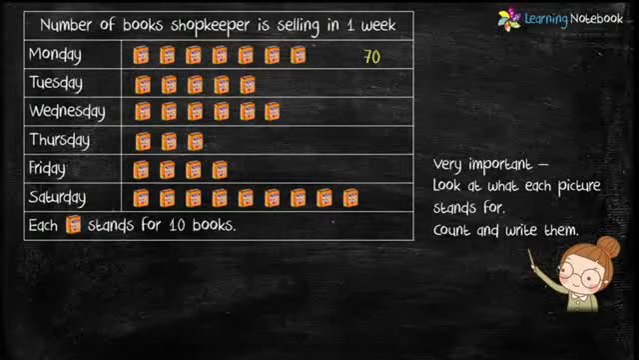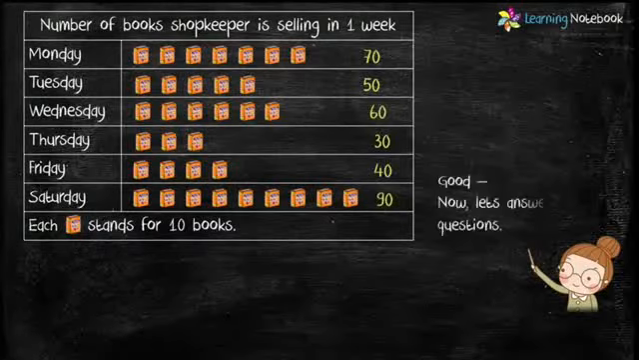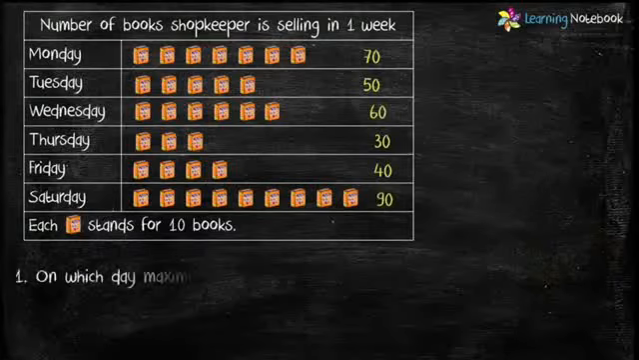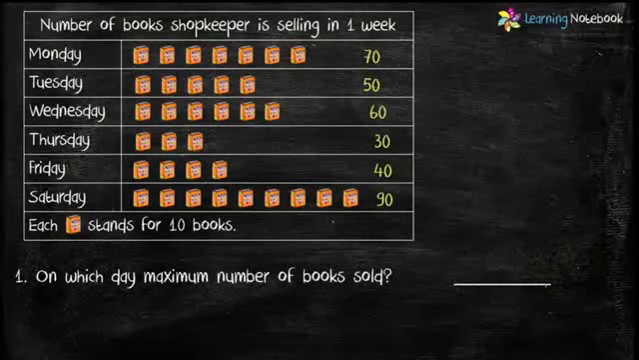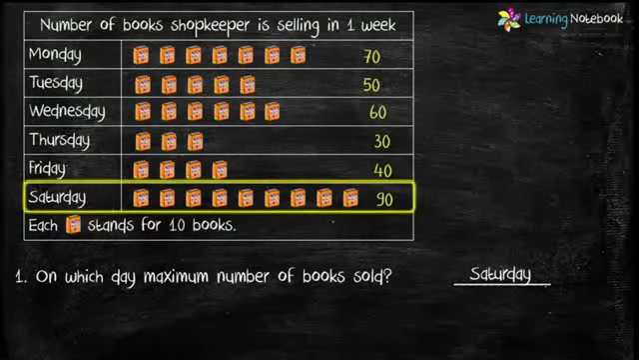Similarly, number of books sold on Tuesday is 5 into 10, which is equals to 50. On Wednesday, it is 60 and so on. Now students, let's answer the questions. Question 1 is, on which day maximum number of books are sold? Students, we can easily see that highest number of books sold is on Saturday, which is 90.